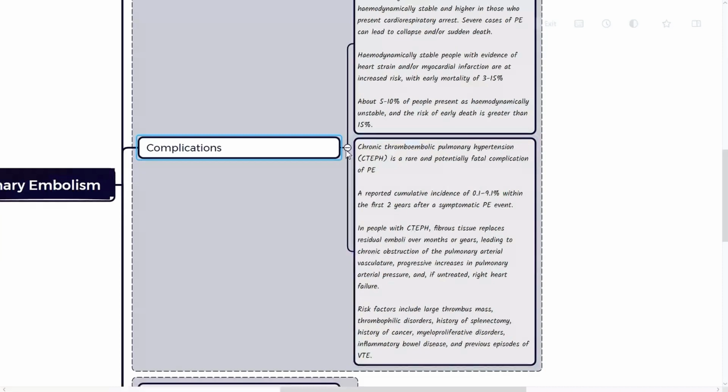Risk factors include large thrombus mass, thrombophilic disorders, history of splenectomy, history of cancer, myeloproliferative disorders, inflammatory bowel disease, and previous episodes of VTE.